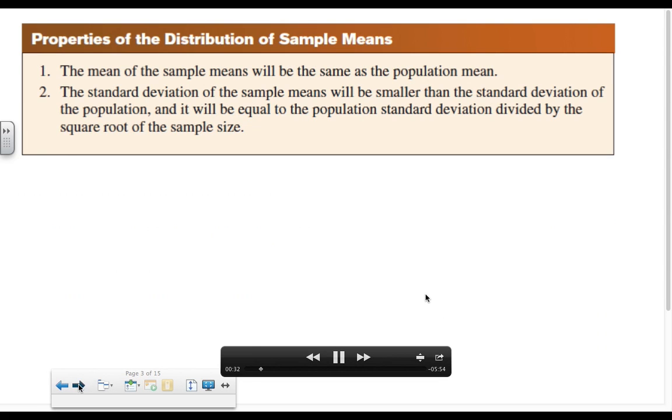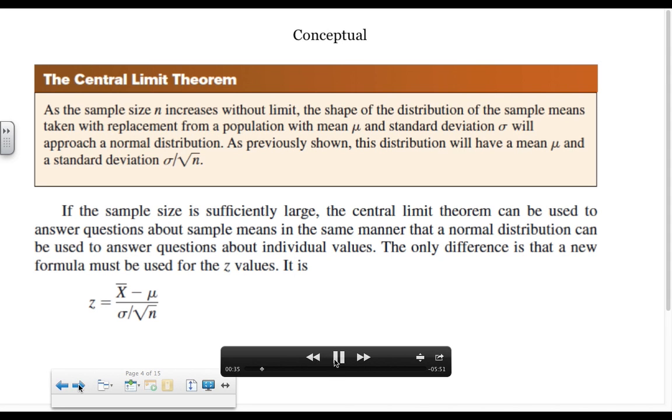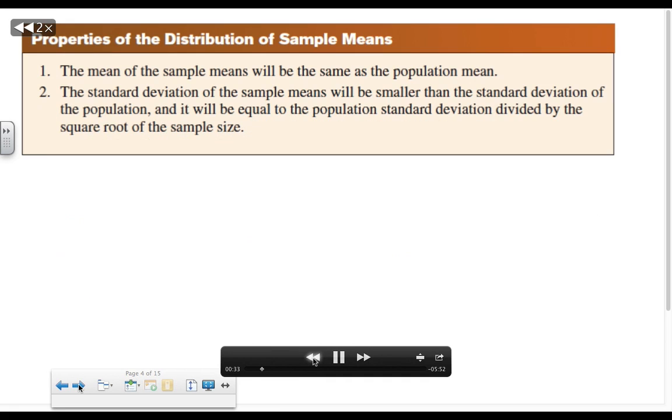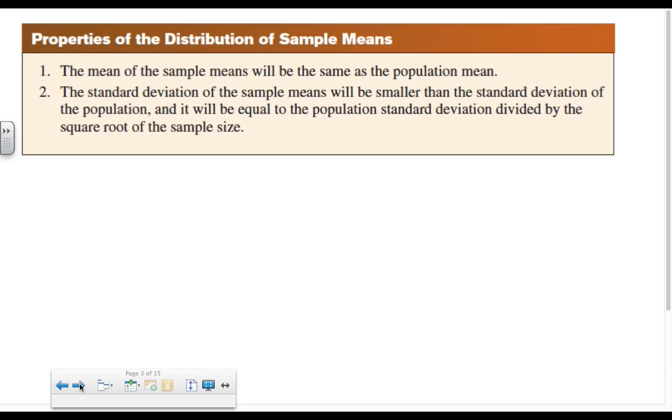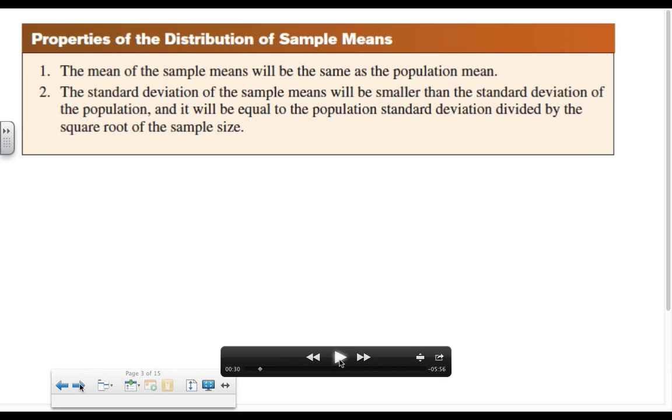We'll go back here really quick. We talked about most of this, but these are the properties of the distribution of sample means, which is what we're going to be dealing with. We will assume that the mean of the sample means will be the same as the population mean. Obviously that's not going to be perfect, but that's what we're going to assume. And the standard deviation of the sample means will be smaller than the standard deviation of the population. That information is just for you. It's not totally important for what we're doing.